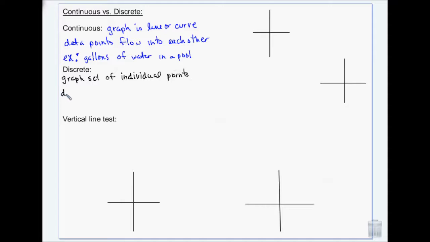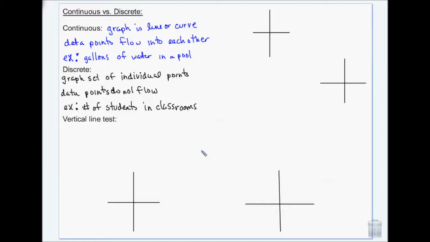Okay, the data points don't flow into one another. An example of that is if I went around every classroom up here and I counted students. And then I graphed it.